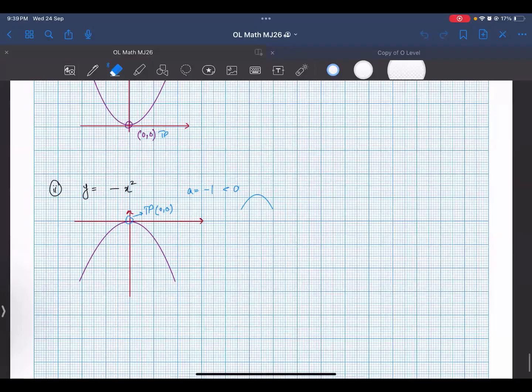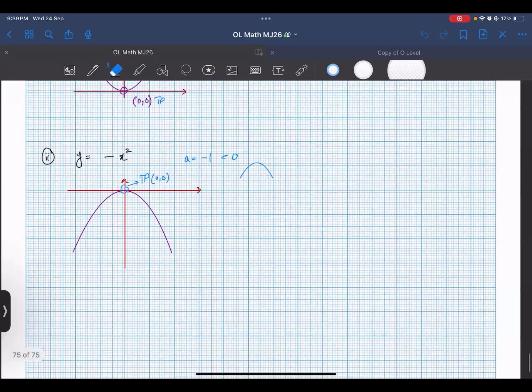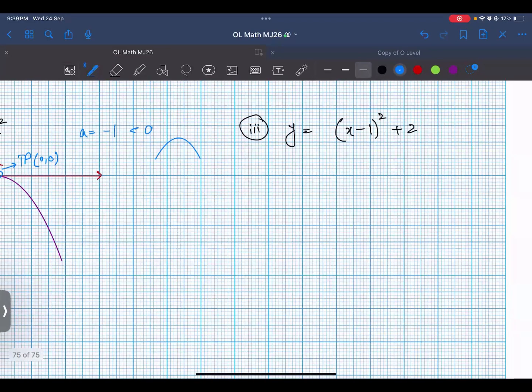Okay. Now let's make it more interesting. Let's suppose the equation is now y is equal to x minus 1 whole square plus 2. This is in the completing square form. So if you compare it with the completing square form, you can get h, you can get k, you can get the value of a. So a is equal to 1, you can see. There's nothing over here, so it is 1. h is 1 and k is 2.